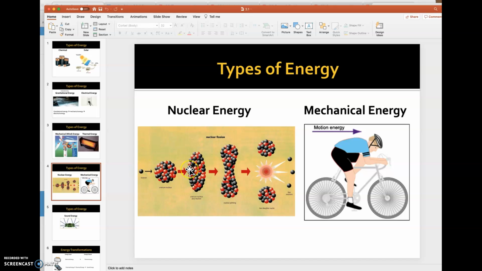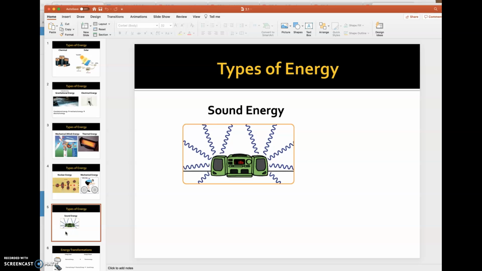So if you smash particles together, neutrons into uranium, you can cause fission. Fission means to split. Fusion is to squish together, like melting, fusion. Fission is splitting. So when you split apart atoms, you release quite a bit of energy. Then there's sound, which we don't really talk about in grade 9.